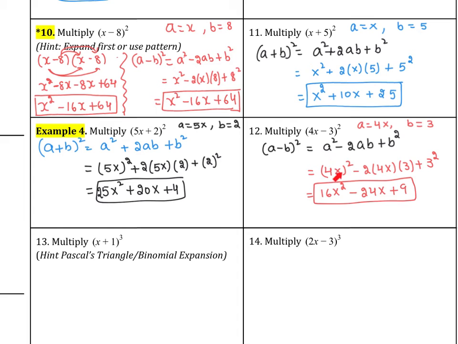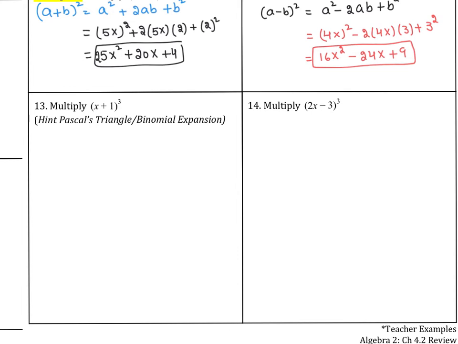So that's going to be (4x) square. Then negative 2 times 4x times 3, plus b square means 3 square. So (4x) square is 16x square minus 24x plus 9 is your answer.